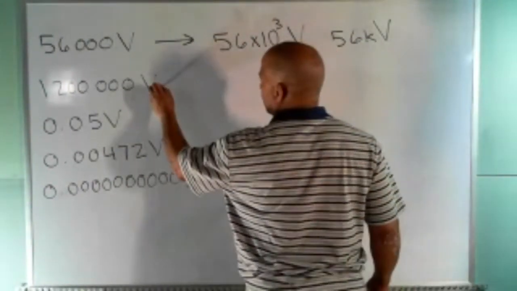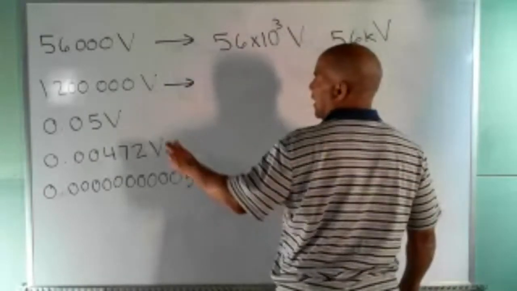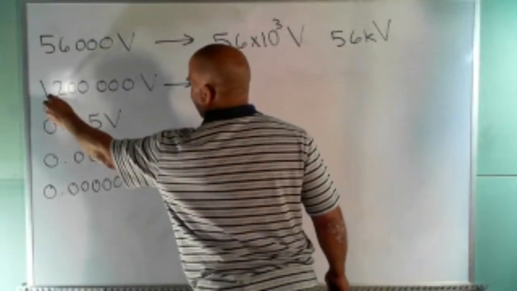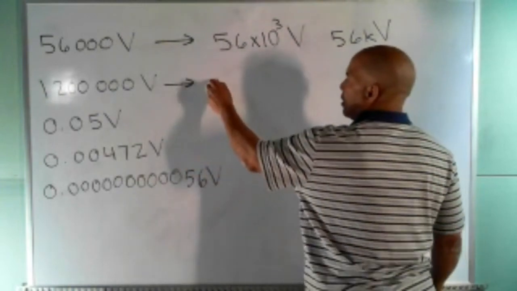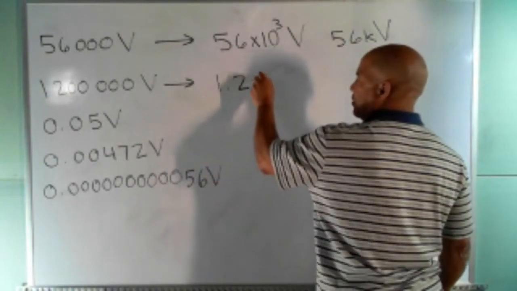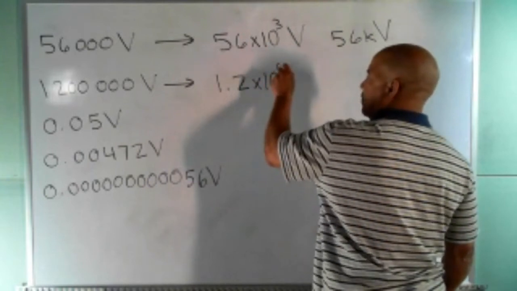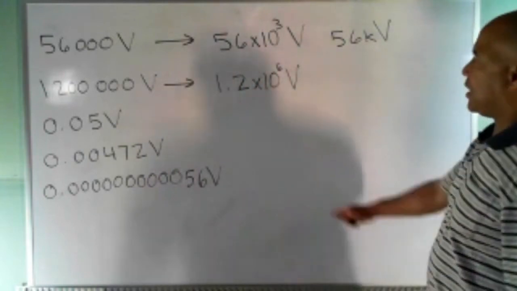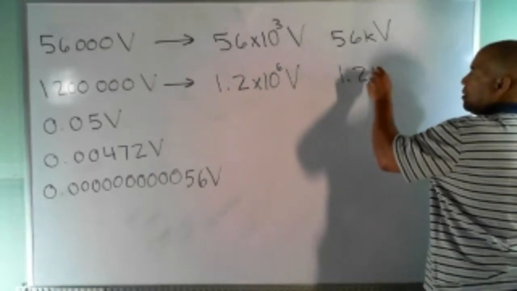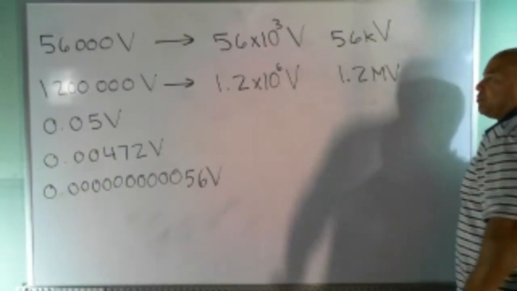If I do this one, I got to move it over 1, 2, 3, 4, 5, 6 to get it in the proper form. I'll get 1.2 times 10 to the 6 volts. And if I substitute, I get 1.2 megavolts.